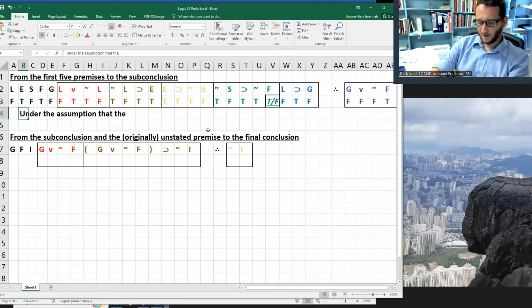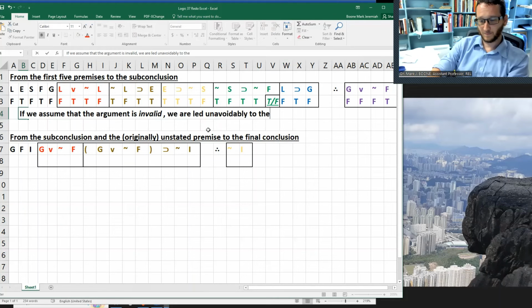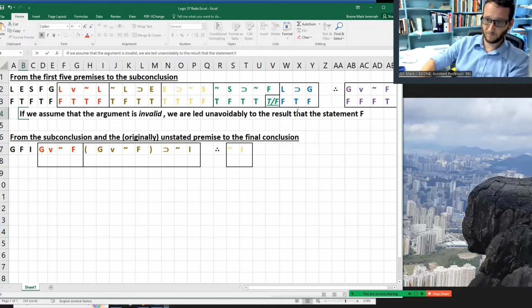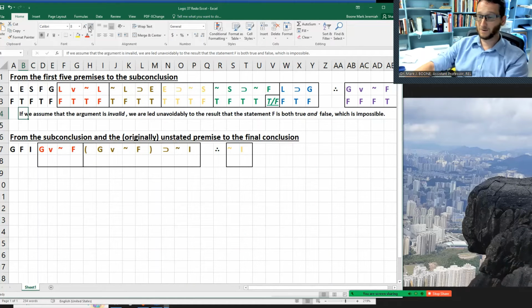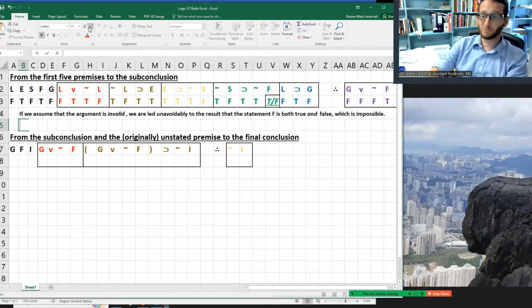Let's put this in simple English, shall we? If we assume that the argument is invalid, meaning that the premises can be true and the conclusion false at the same time, we are led unavoidably, inescapably, inevitably to the statement F being both true and false. Which is impossible. So if we assume that the argument is invalid, we're led unavoidably to the conclusion that the statement F is both true and false, which is impossible, therefore the argument is valid. So the assumption of invalidity was a mistake.